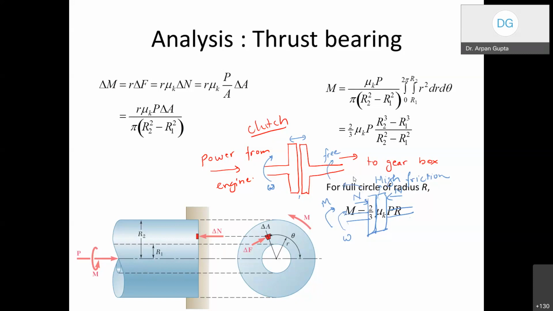For a full circle: if the inner radius R1 is 0, that is, if I have discs which are not annular but full circle, then this expression simplifies to a simple equation given by this. The disc clutch, I already explained on the previous slide. So that was the disc clutch.